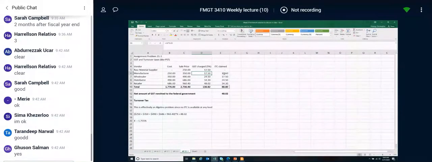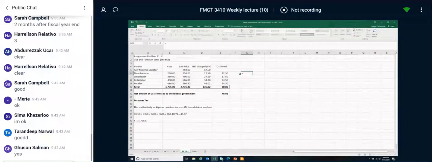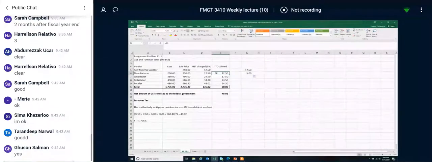So the net amount in this case, the manufacturer is going to pay to the government $5 of GST, because net he's going to get a refund of the $12.50 through the ITC, and he's going to remit $17.50. So again, the net is $5. The wholesaler, of course, bought from the manufacturer for $350. So they're going to say, well, we paid $17.50 in GST. We're going to recover that amount.